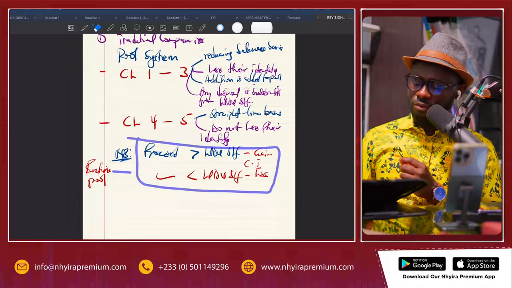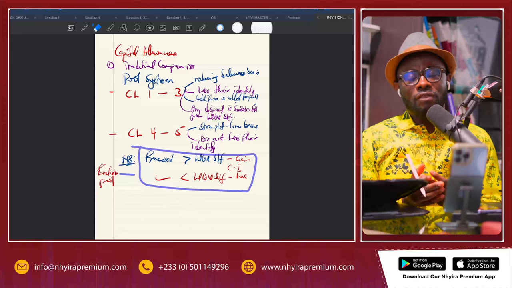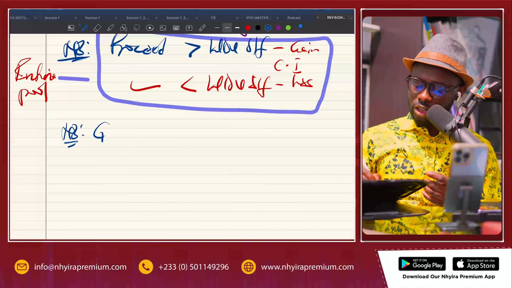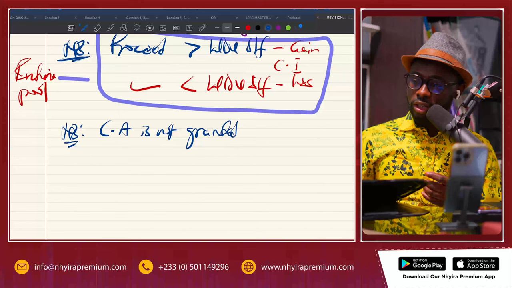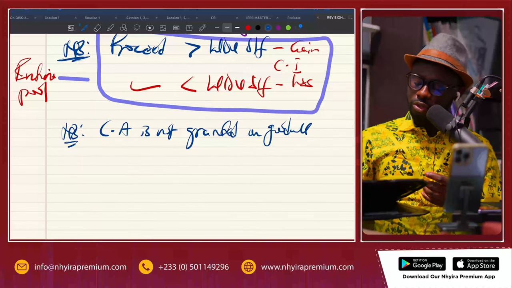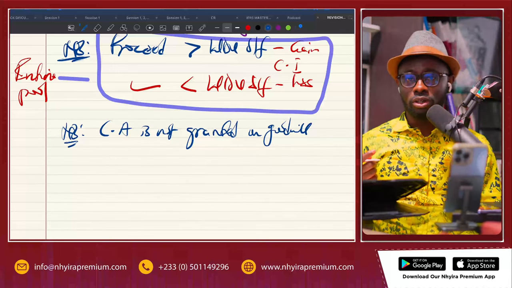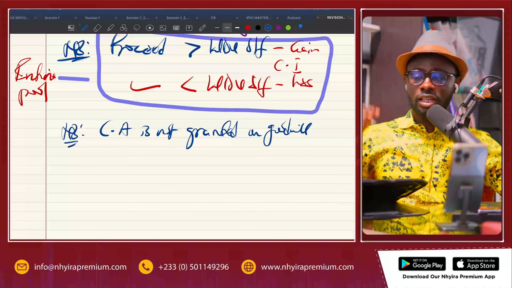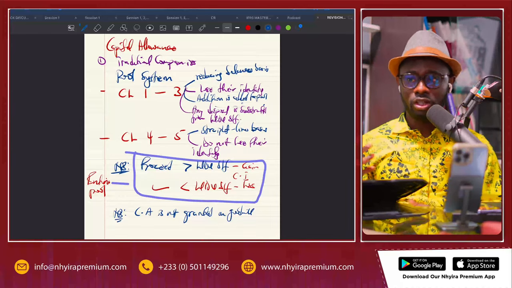The final thing we need to talk about in respect of capital allowance is the fact that the entity cannot take it on goodwill. Capital allowance is not granted on goodwill because goodwill is not a depreciable asset. So you cannot get capital allowance on that amount.